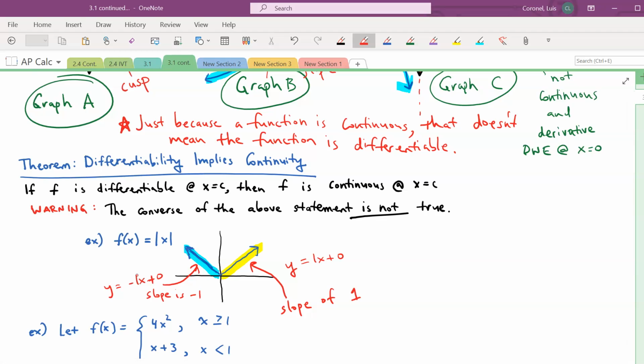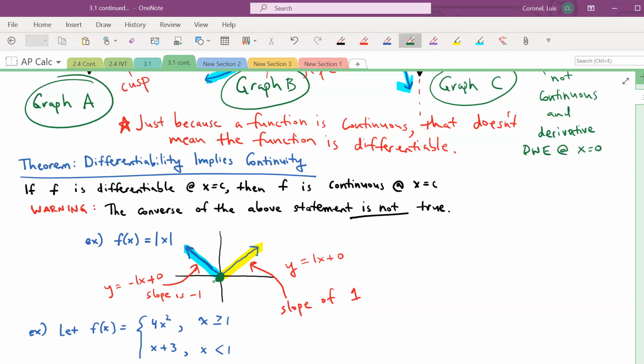So the issue comes about if you wanted to find the derivative at 0, at the origin. At the origin, is the slope -1 or is it 1? And that's the question. Just because a function is continuous doesn't mean the function is differentiable. And you see that in this example in the absolute value function.